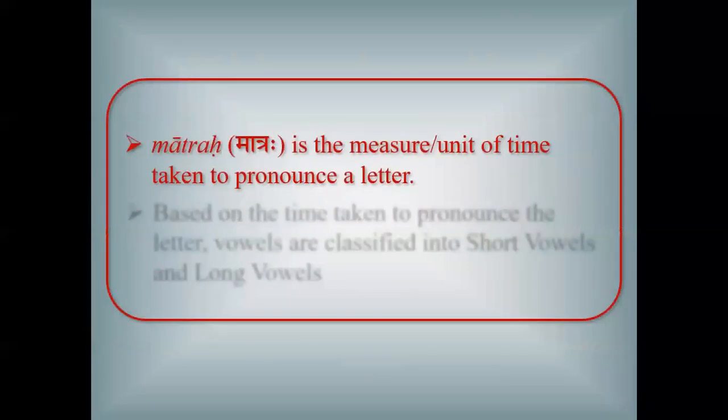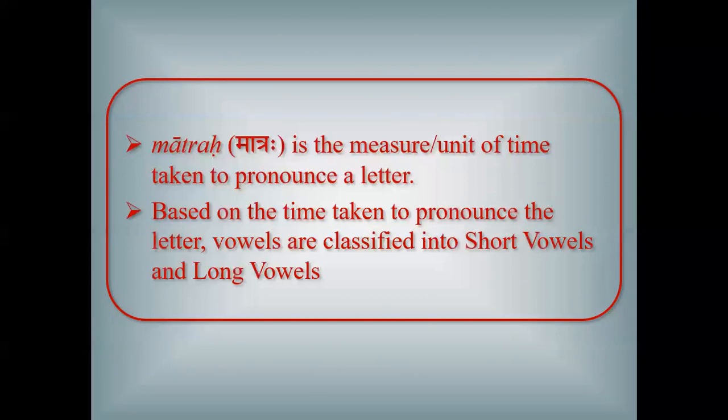Then we talk about short vowels and long vowels. What is the difference? The difference is only in terms of time. The time is measured by the word matra. Matra is the measure of time to pronounce the vowel. If it is a short vowel, we say one matra. If it is a long vowel, two matras. In Vedic chanting, we have three and even more than three matras. So the classification of vowels based on the time taken to pronounce is short vowel and long vowel. This is one way of classification.